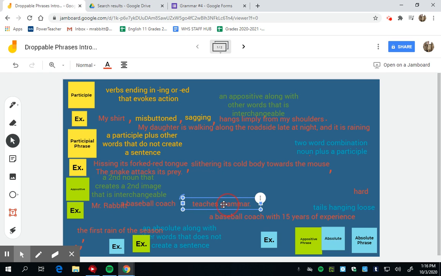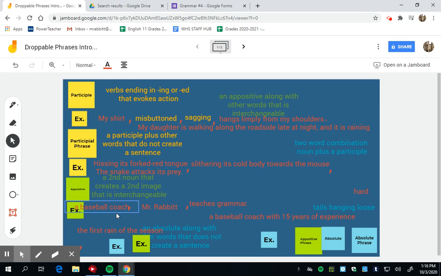Some of you know that I'm a baseball coach. Other people don't. But coach is a second noun that gives you a second image of who I am. Now, I can't leave it like this. So what I have to do is make sure that I have my commas right here, and that it is separated from my sentence. Now, interchangeable means this, guys, that I can take my positive and switch it with the noun, and my sentence will still make sense.